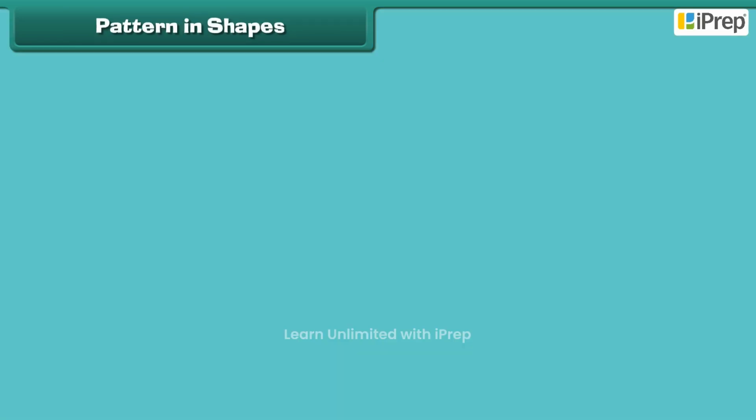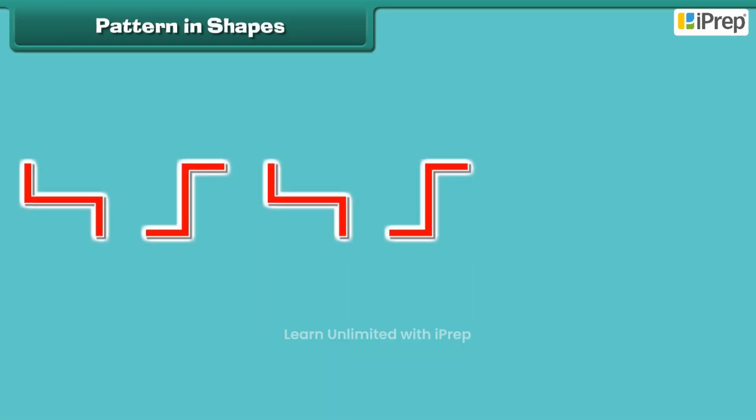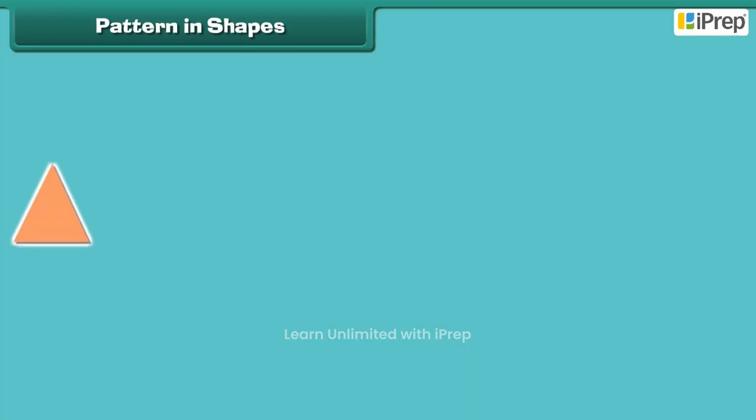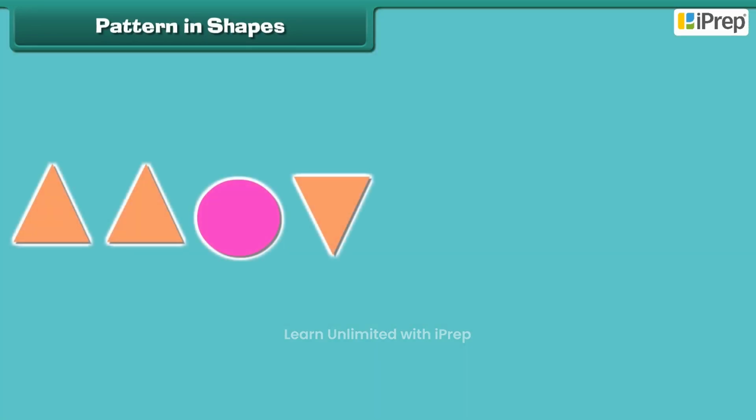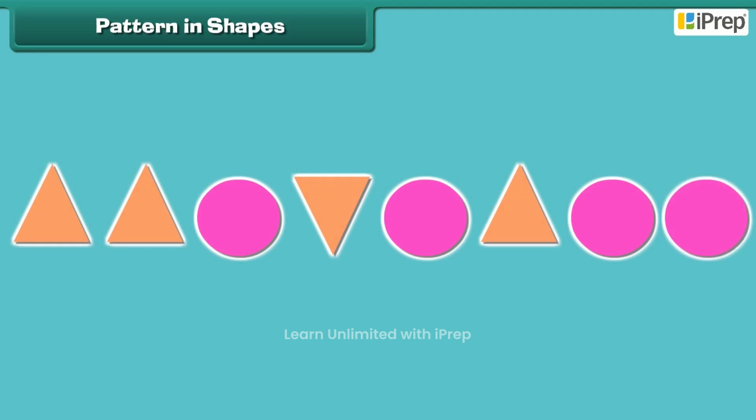Pattern in shapes. Look carefully at this pattern. A shape is placed in sleeping position first and then in standing position. These positions are repeated in the same order many more times. Now look at this arrangement of triangles and circles. Can we call it a pattern? No, we can't, because the shapes do not repeat in a definite order.